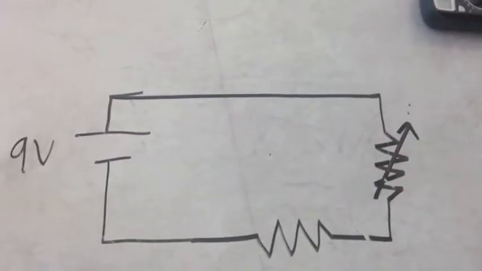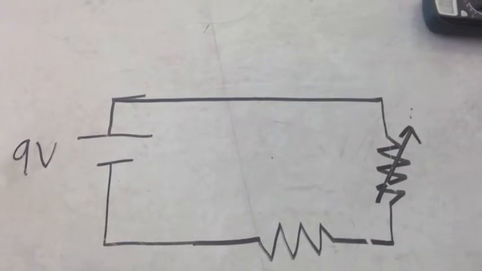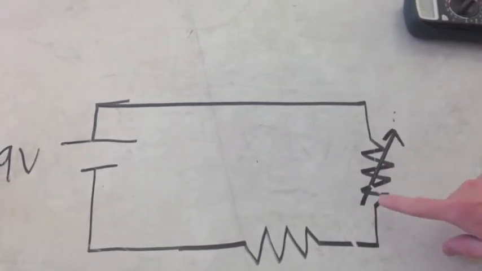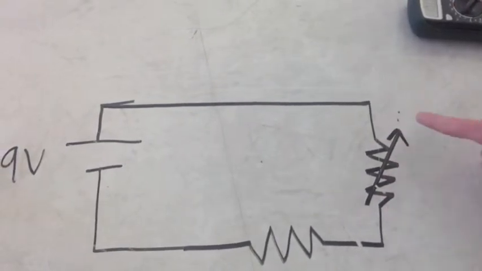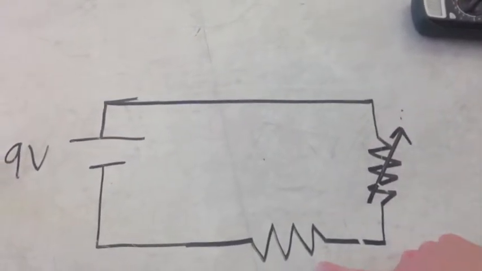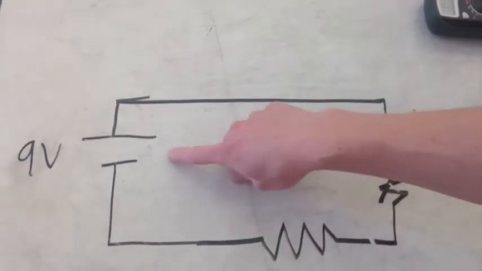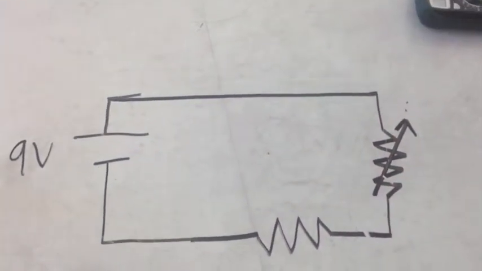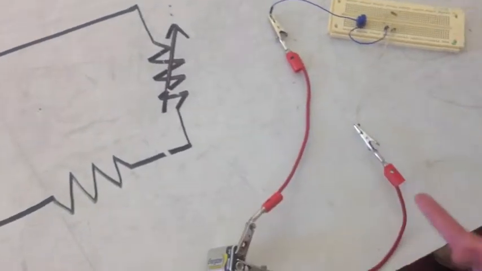Here we have an example circuit using the potentiometer, which is right here. You can see this is the symbol for it in circuitry, a resistor with an arrow through it. And then right here is a normal resistor, and over here we have the 9-volt battery. So this creates a full circuit. And if you come over here, you can see that I've created the same circuit.